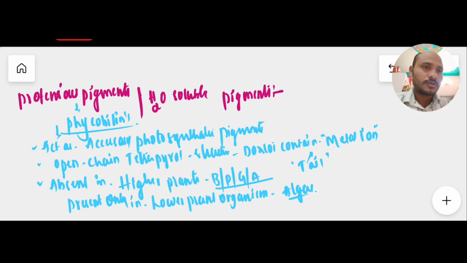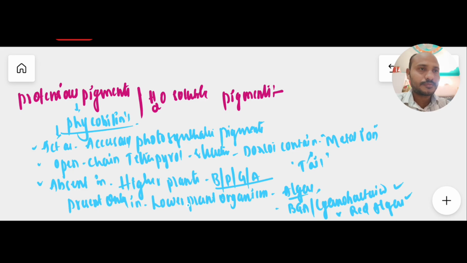And not only algae, also lower organisms like blue green algae, also called cyanobacteria, and also seen in the Rhodophyceae members, red algae. In blue green algae and red algae only we have seen these phycobilins, because they are absent in higher plants like bryophytes, pteridophytes, gymnosperms, and angiosperms.